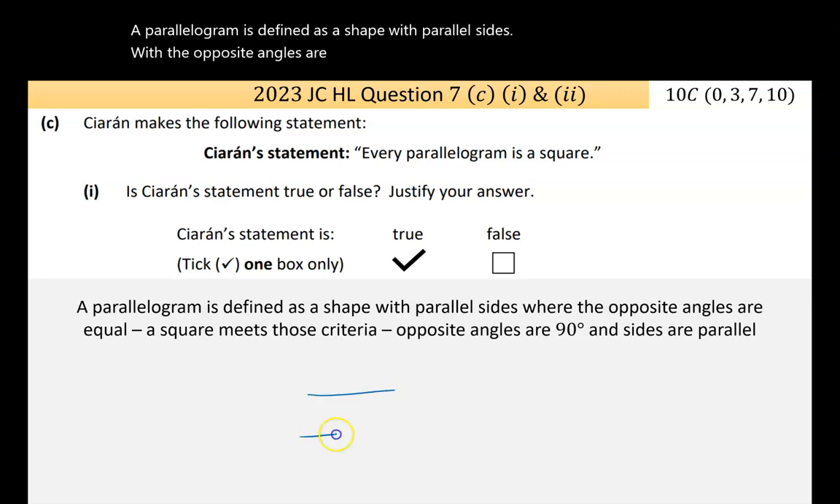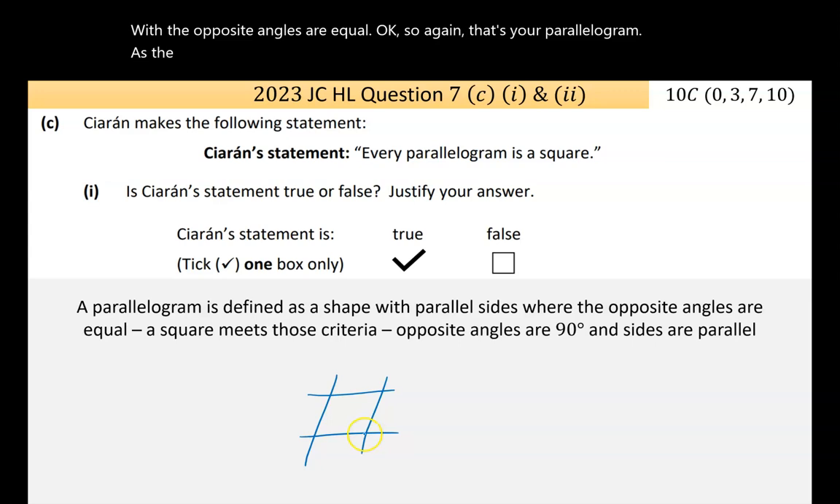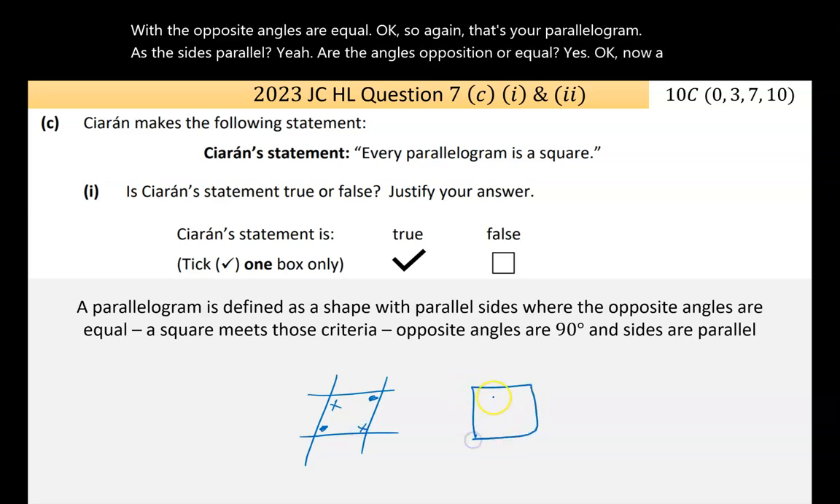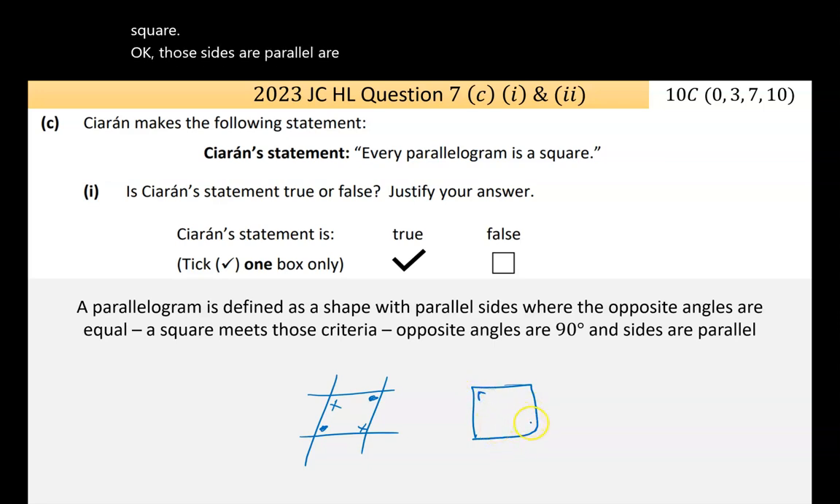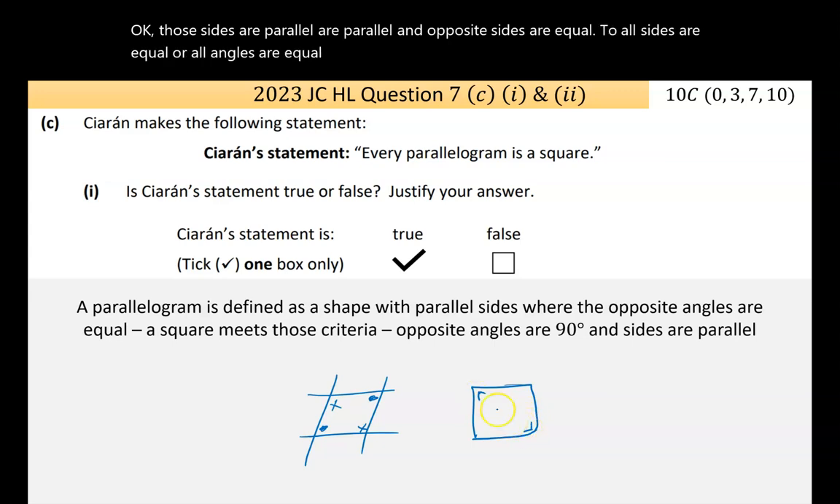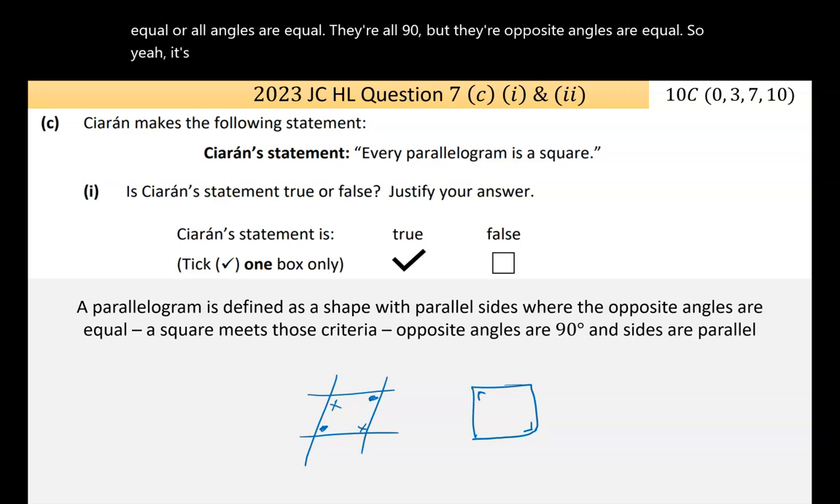Okay. So again, that's your parallelogram. Are the sides parallel? Yeah. Are the angles opposite each other equal? Yes. Okay. Now a square, okay, those sides are parallel, and opposite sides are equal. All sides are equal, and all angles are equal. They're all 90, but the opposite angles are equal. So yeah, it's true because it satisfies those requirements.